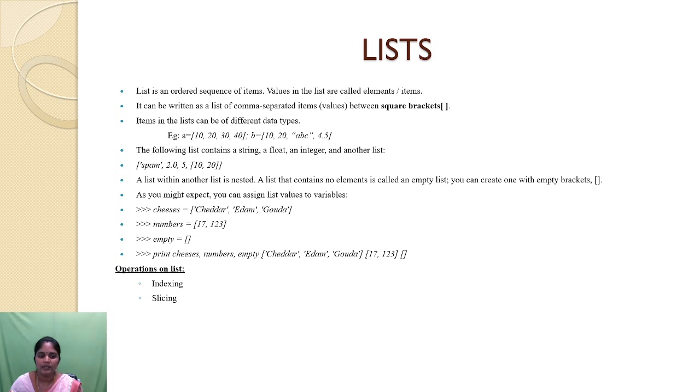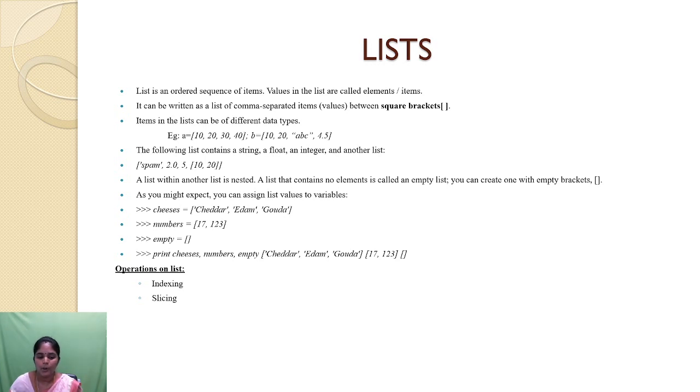In the A variable, we have given same data type values. In the B variable, we have given different data type values: 10, 20, which are integer data types. Next one, ABC, is the string data type. Another one is 4.5, which is a float value. So different types of data can be listed in a list. Likewise, we have given the example here.